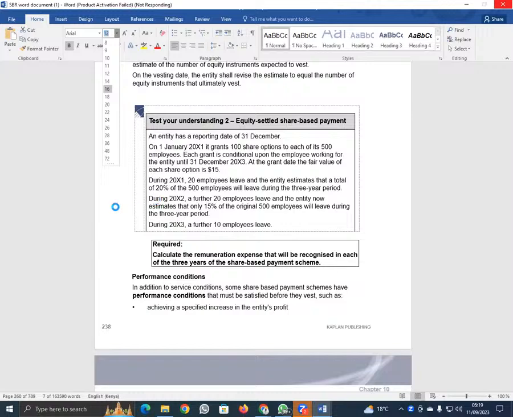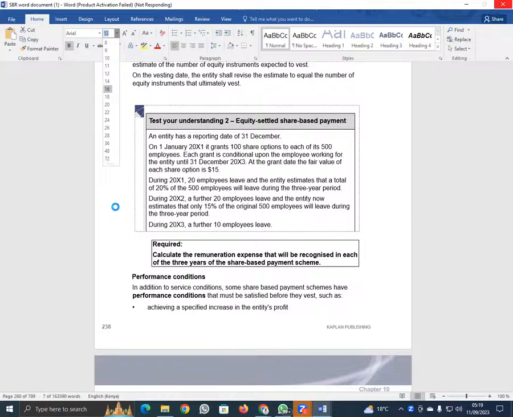During 2021, 20 employees leave the company, and the entity estimates that a total of 20% of the 500 employees will leave during the 3-year period. During 2022, a further 20 employees leave, and the entity now estimates that only 15% of the original 500 employees will leave during the 3-year period. During 2023, a further 10 employees leave. So they want us to calculate the remuneration expense that will be recognized in each of the 3 years of the share-based payments.